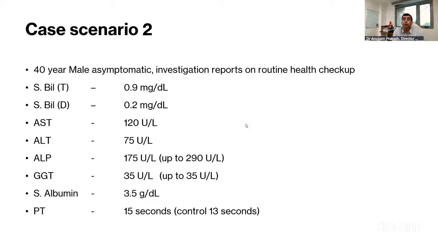You should get it investigated. But again, in this case, AST and ALT are more or less the same. The ratio is not reversed, although AST is slightly higher. So you should take a history of alcohol also in this patient, and you will need to work up this patient. Don't leave this patient. It is important because you will need to catch the disease early, liver disease.